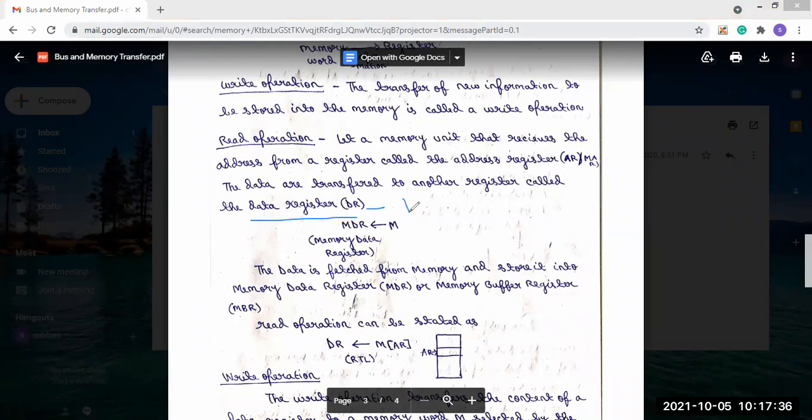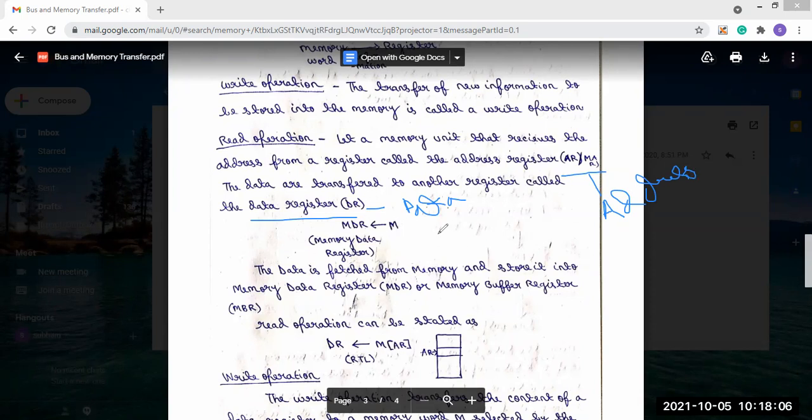Now, this data register is only capable of storing the data, and it is a special type of register. And this memory address register is only capable of storing the address. So both these registers are among the special type of registers.